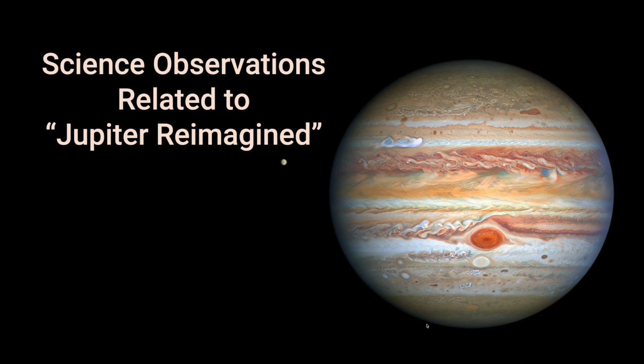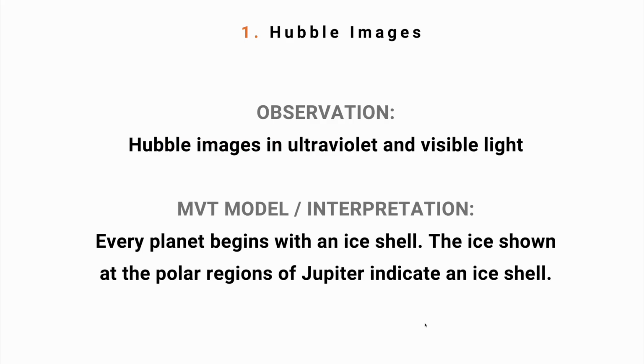So we'll be looking at the science observations that are referenced in the video Jupiter Reimagined. First up is the Hubble images. These Hubble images are a form of observation, and the images are in ultraviolet and visible light.